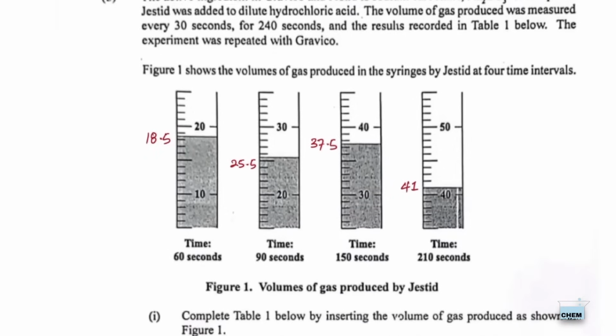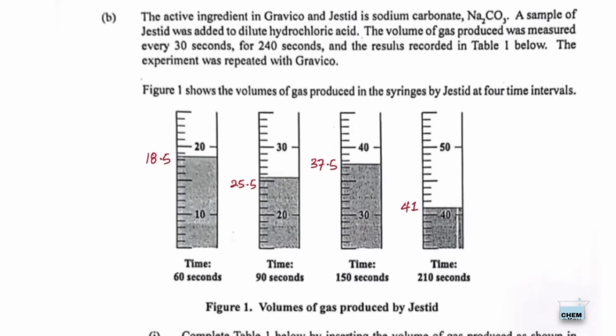All right, so we're at part B. The active ingredient in Gravico and Gestid is sodium carbonate. A sample of Gestid was added to dilute hydrochloric acid. And I guess this is really to mimic what happens in the stomach, since the stomach has hydrochloric acid. So we can have an idea of the effectiveness of each of these antacid tablets based on how they react with the dilute hydrochloric acid.